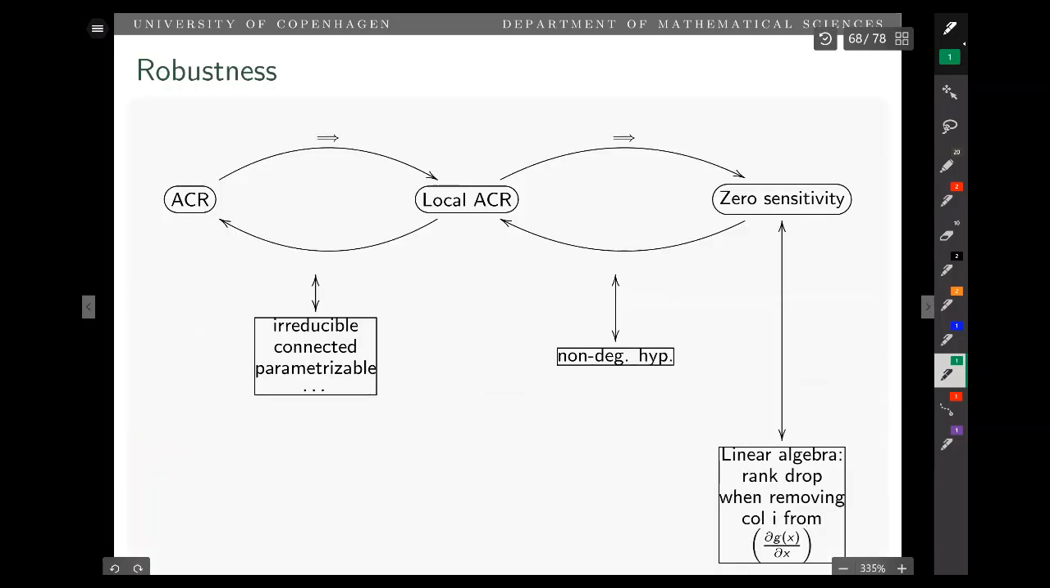So this is the complete picture. ACR implies local ACR, which implies zero sensitivity, which I can check with linear algebra. And under the non-degenerate point hypothesis in each irreducible component, I can also check local ACR using this criterion. And with this, sometimes I have something to do, sometimes not.